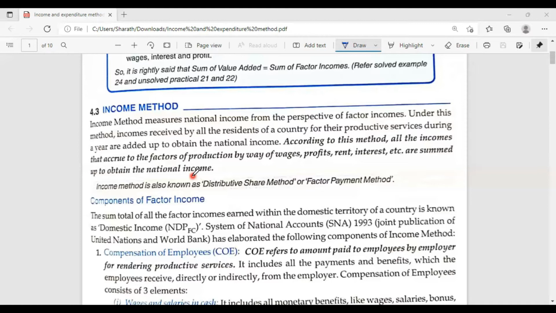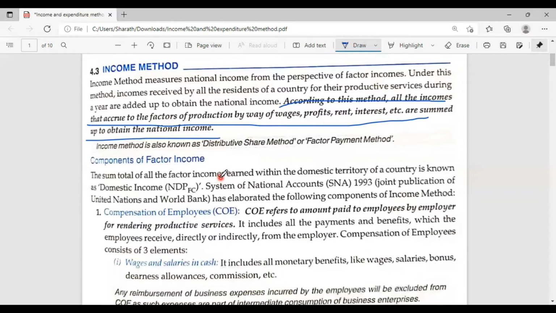So once again I'm repeating, when you add all the incomes of the households, what they have gained by serving the factors of production, by adding all together we obtain national income. You can see over here they have given the definition, which matches our discussion. Let's go to some of the components we need to add while measuring the national income.